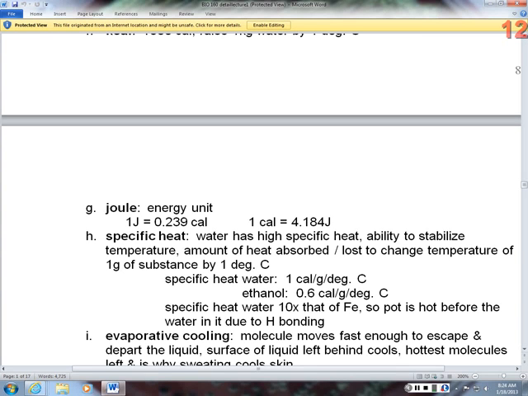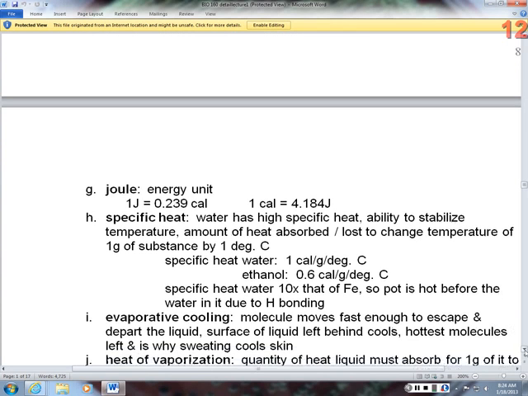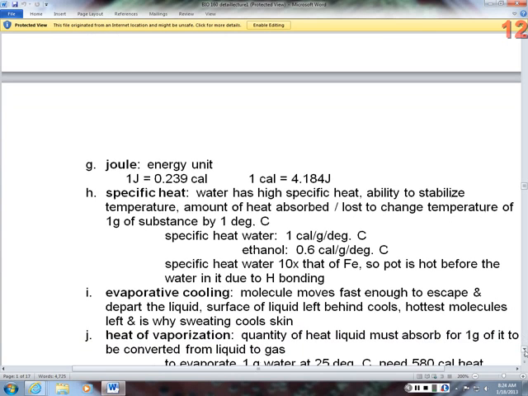So just to give you a comparison, water specific heat is 1 calorie per gram per degree Celsius. Alcohol, we know that alcohol evaporates a lot easier. Part of the reason it does is its specific heat is only 0.6 calories per gram per degree Celsius. So if you were looking to cook the liquid off of something, you can cook the liquid off of alcohol a lot easier than you can of water.